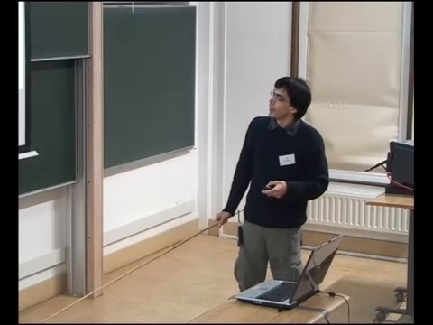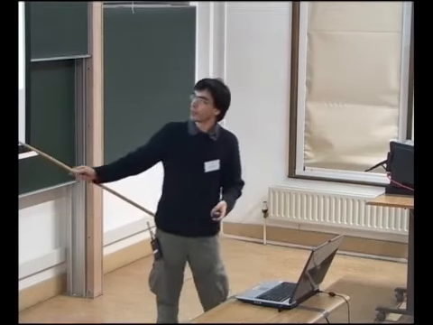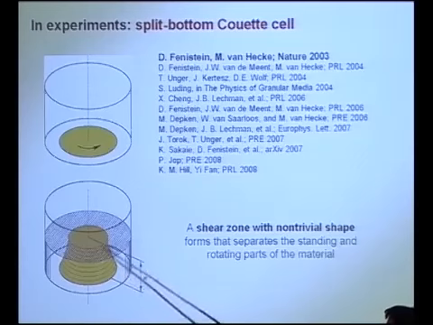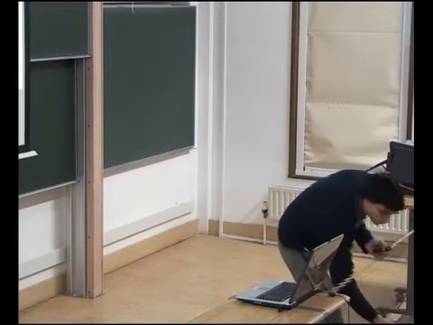What about experiments? If you want to realize this setup, you have to do it in a cylindrical way. This is the split bottom Couette cell. In the last couple of years, a lot has been done in this geometry. For us, it is enough to know that there is such a shear zone that develops, which separates the rotating and the standing part. So as you can see, a disk rotating at the bottom, and the material above this disk is carried along.